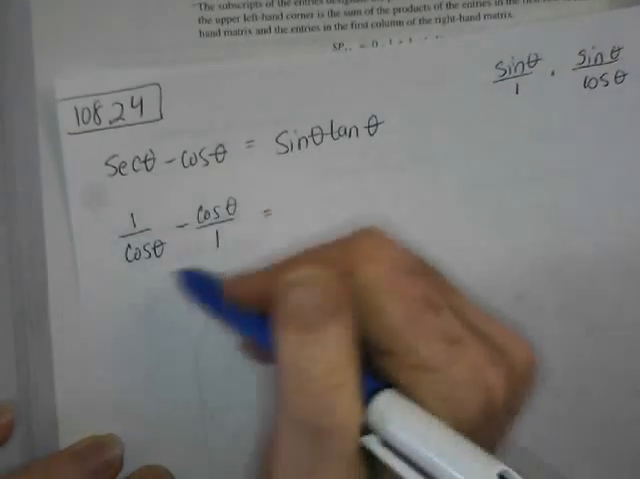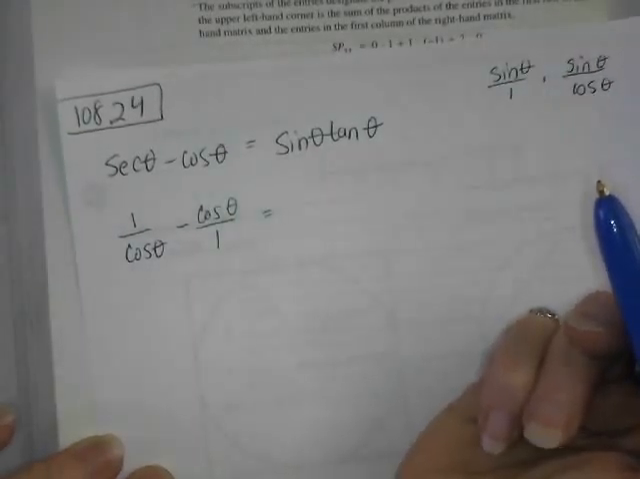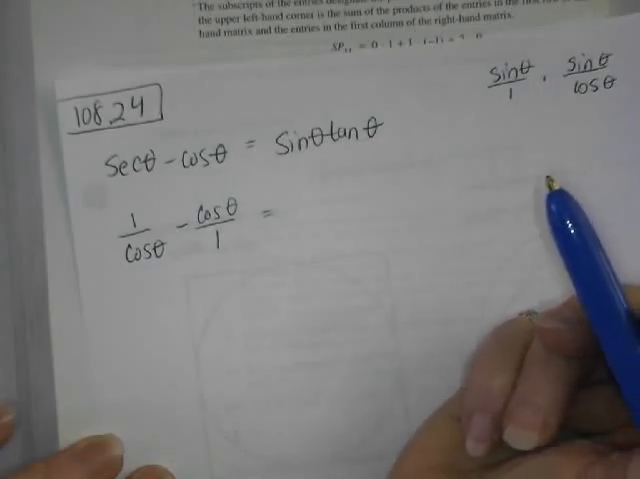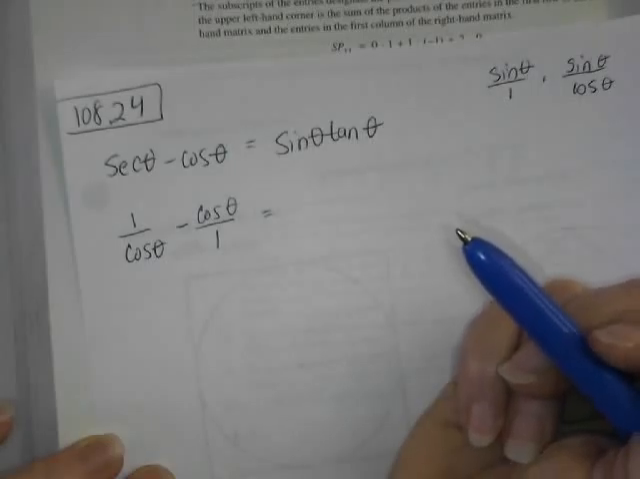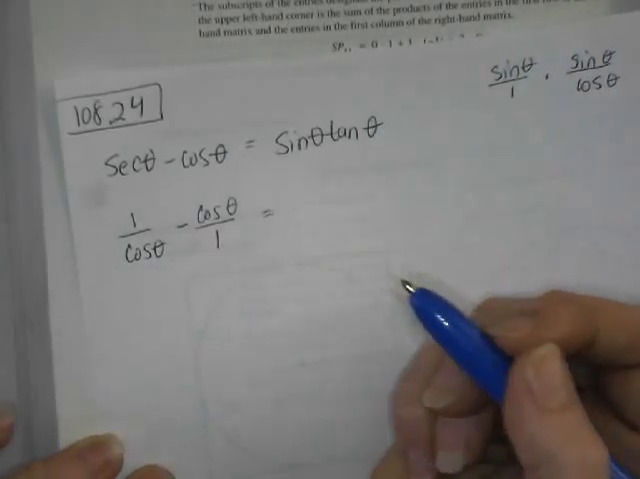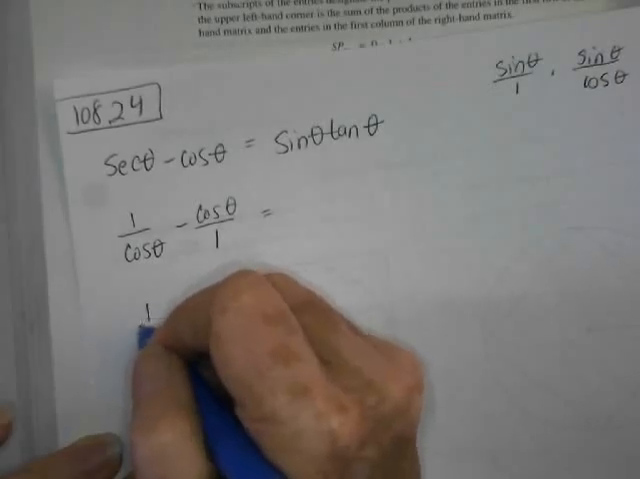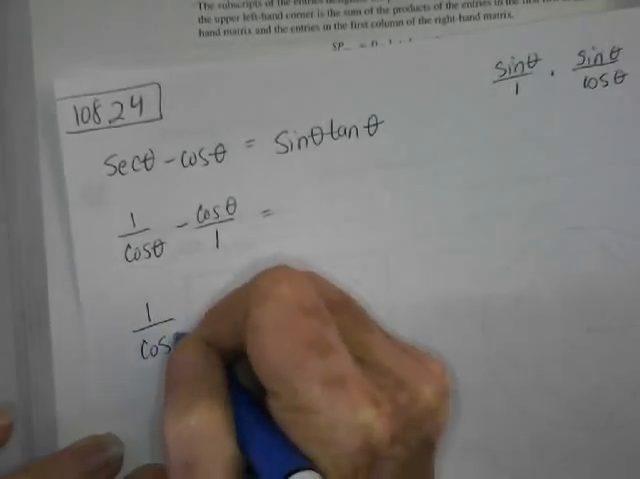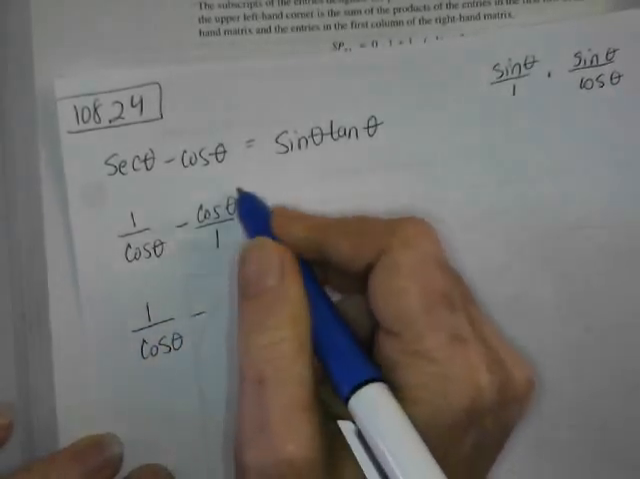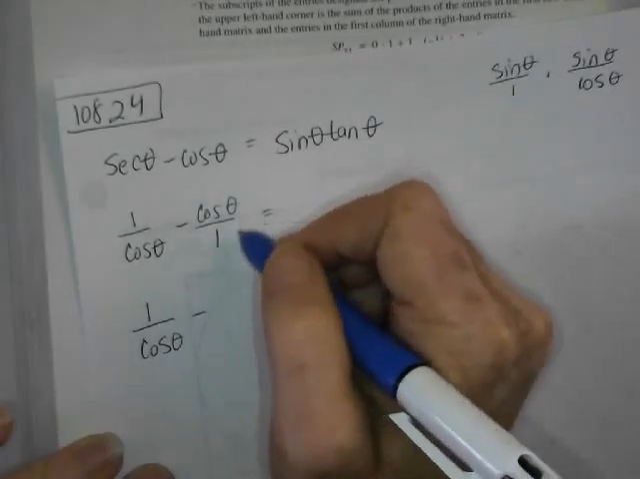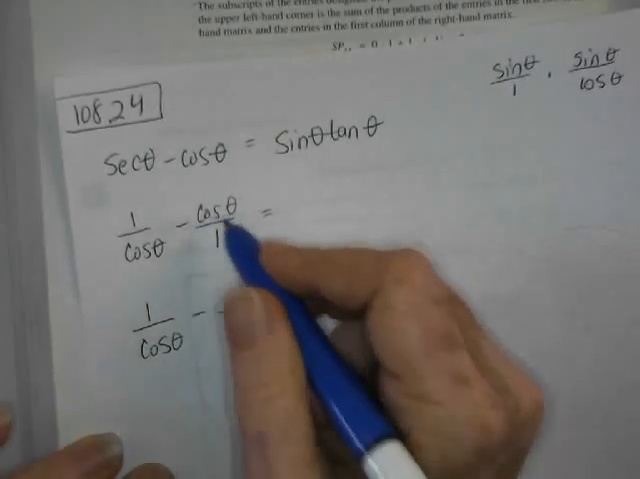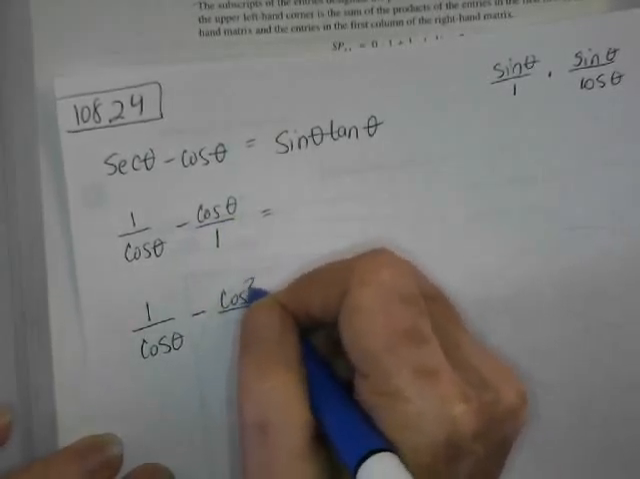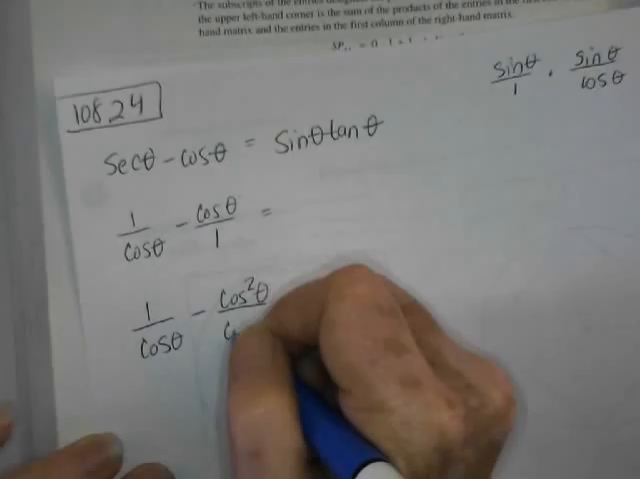Oh, and then I feel like I want to get a common denominator now. Why, I don't know, it's an instinct or something. I just feel like I do. Common denominator would be cosine, so this would be 1 over cosine. If I want a common denominator, I have to multiply the top and bottom by cosine theta. So I'm actually going to get cosine squared theta up here.